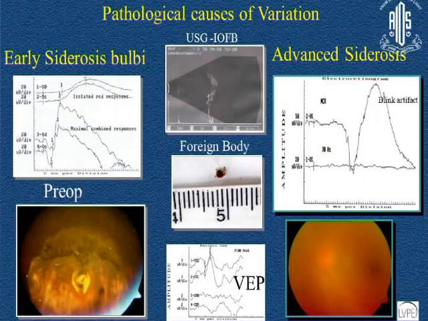Then there can be pathological causes. So if the disease is mild, it may give one type of ERG. If it is severe, it will cause another type of ERG. Siderosis is a good example. And this is also showing something which everybody should know.